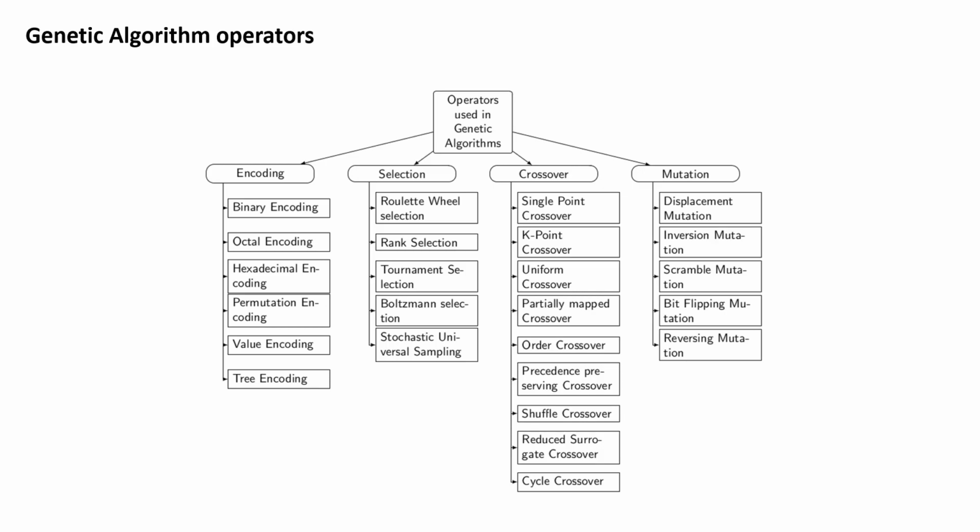So there can be various types of encoding, and there are other operators as well, like selection, crossover, mutation. We'll talk about these. So let's start with encoding.